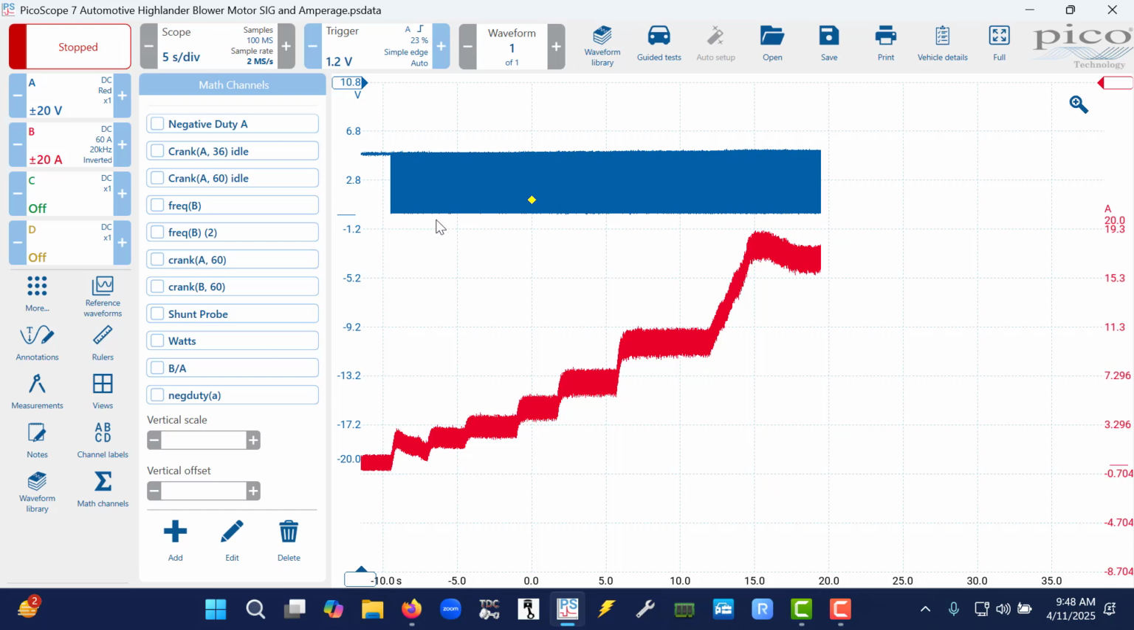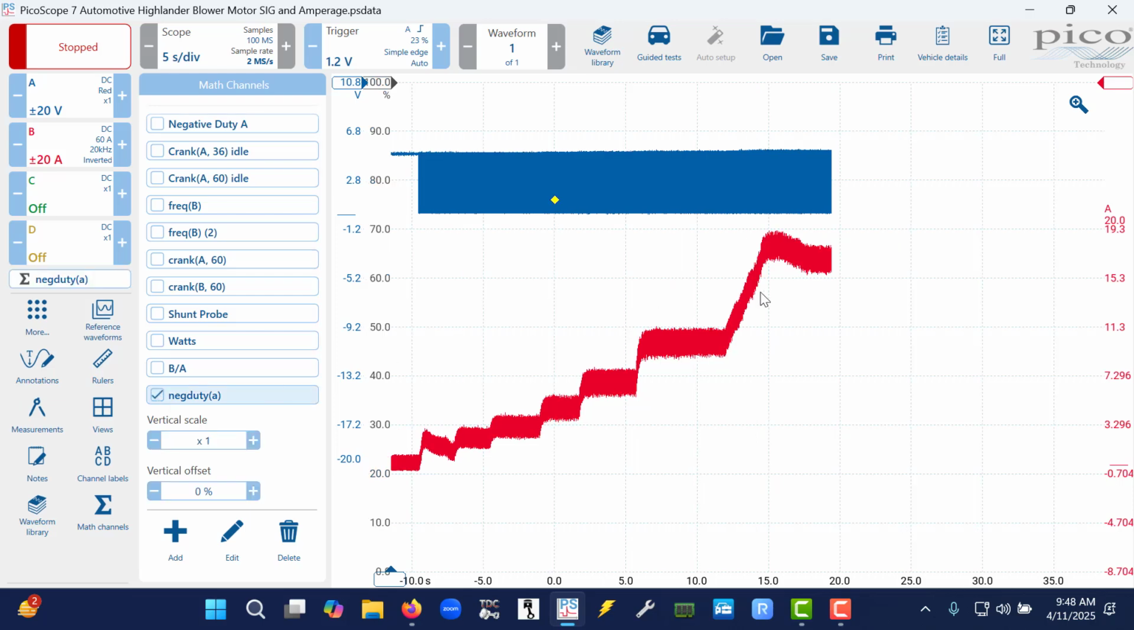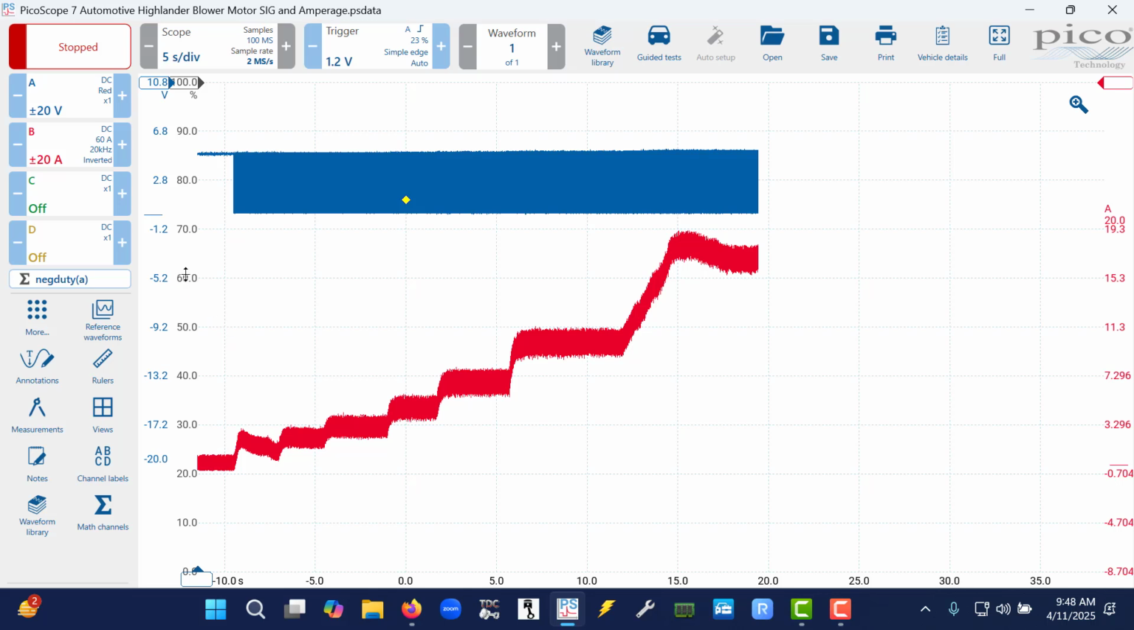Again, this is being pulled to ground. That 5-volt signal is being pulled to ground. The more it is being pulled to ground, the higher the fan speed. So I'm going to hit negative duty for A. I'm going to drag this math channel feature in. Eventually it will buffer. We may have to make another capture here. I'll show you the ability to do that.